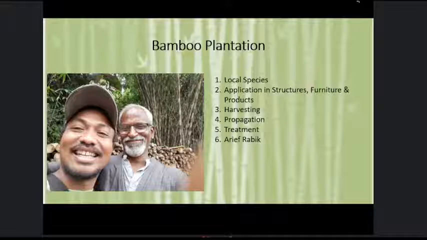Harvesting and propagation go hand in hand. Then treatment of bamboo, so how to treat the bamboo. They had a whole treatment plant there, so we went through that system. In parallel, lots of things were going on. We used to work during the day, and the lectures used to happen during the late evening or night. So we did a distinctly different process.